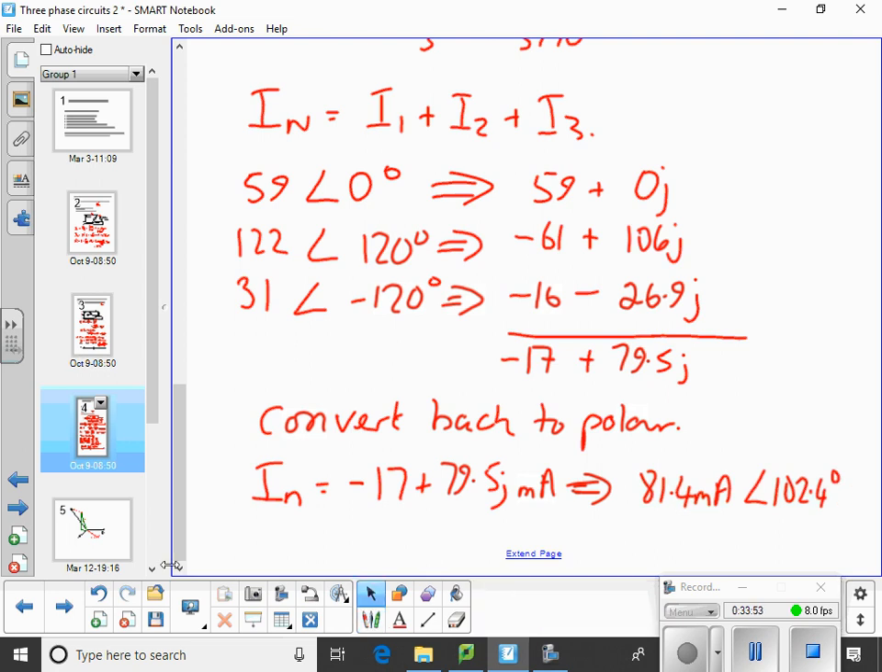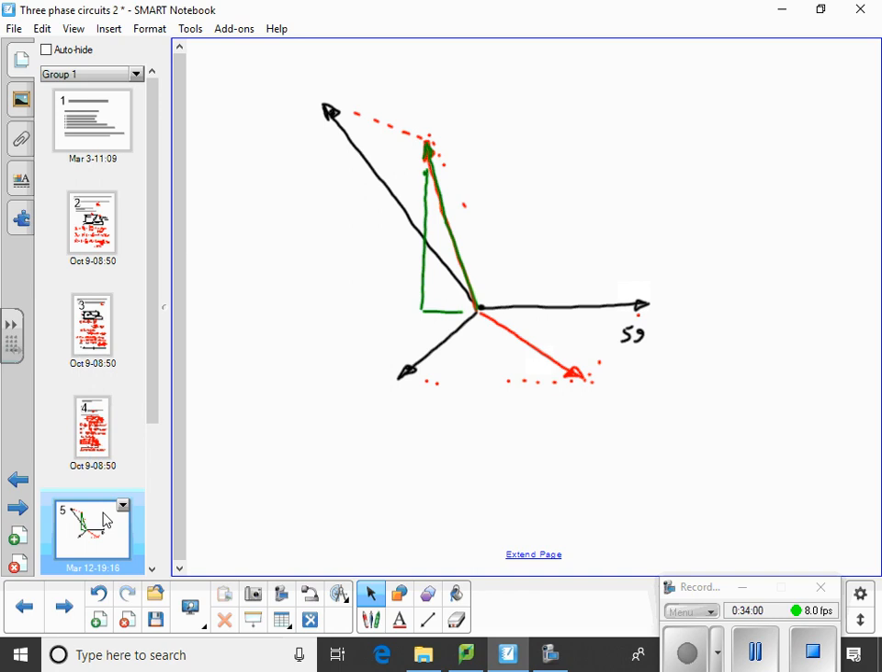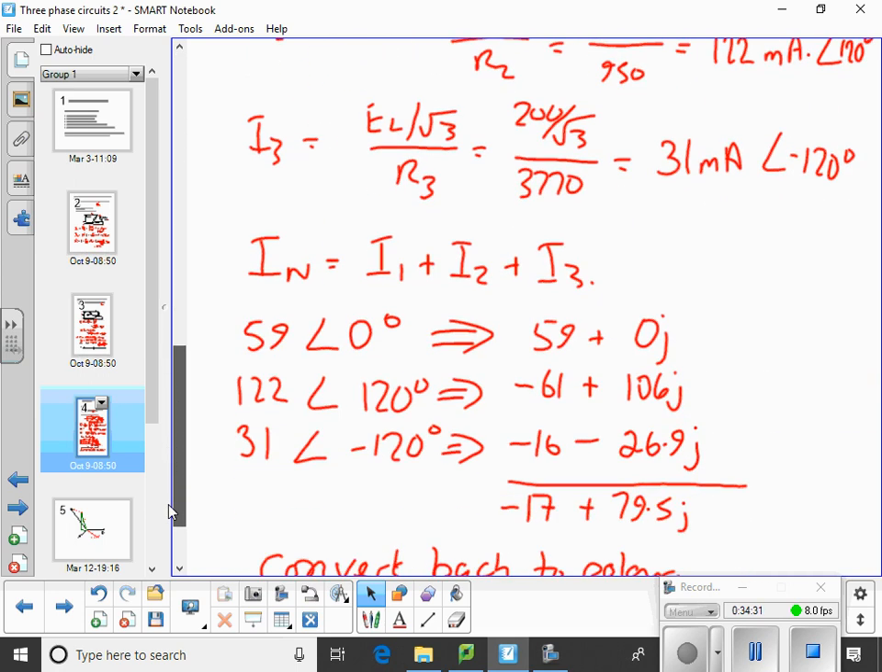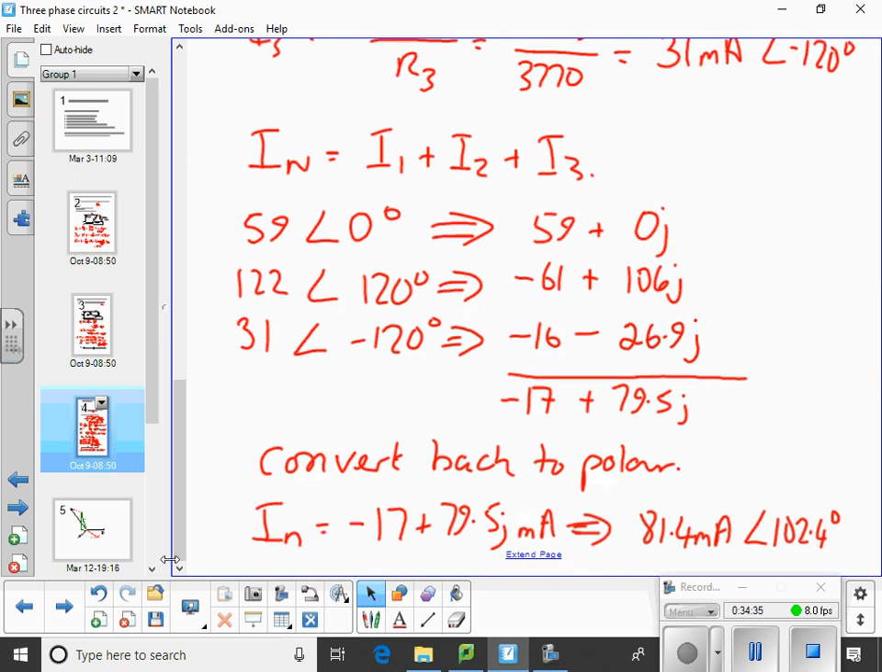Does that look about right from what we've done on our diagram? 81 milliamps. Fairly long line there, because this one was like 100 and something, wasn't it? And you'd say you weren't far out there with 102 degrees. Yep. So that's always worthwhile. Just a quick sketch of the angles there. Just see if what you've got. So when we do the unbalanced load, we're going to expect to see 81.4 milliamps flowing in the neutral. Yep. Alright.